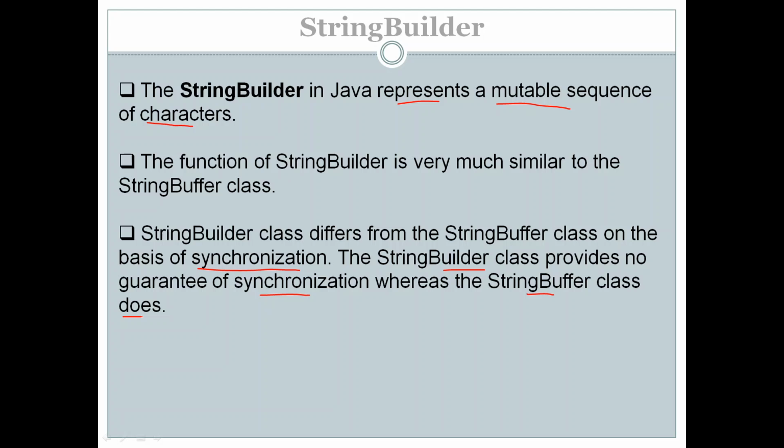Now, when we create a string, and if that particular string is accessed by more than one object in the program, there may be some problem when they try to access it simultaneously. And when you have such a situation where more than one object is trying to access the same string, then you should always go for StringBuffer instead of the StringBuilder class.